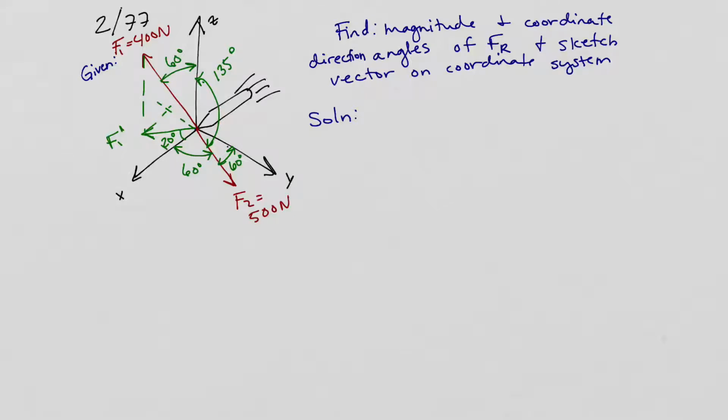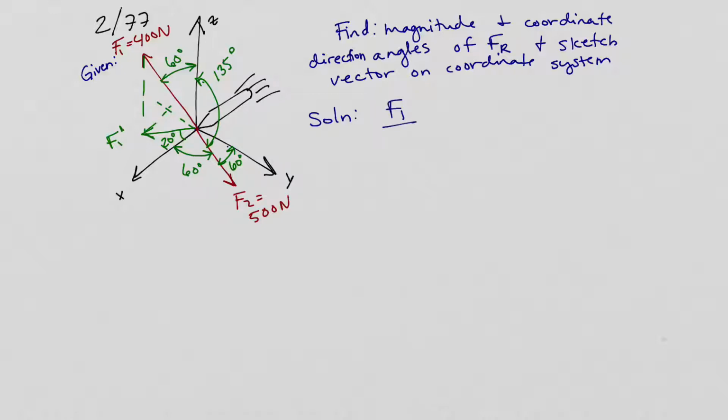So this is problem 277. I went ahead and wrote down the given and the problem. You're better off looking at the drawing in the book. And we're supposed to find the magnitude and coordinate direction angles of the resultant force and sketch the vector on the coordinate system. So the first thing I'm going to do is just break down F1 and F2 into the Cartesian vectors, or figure out what those are.